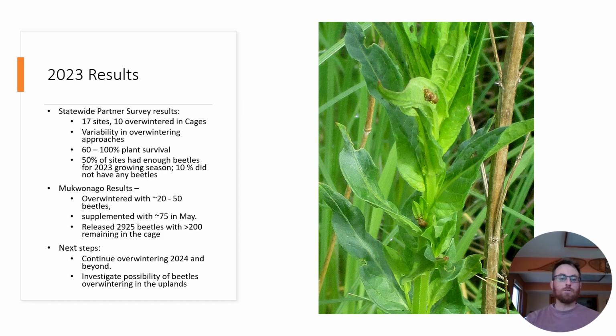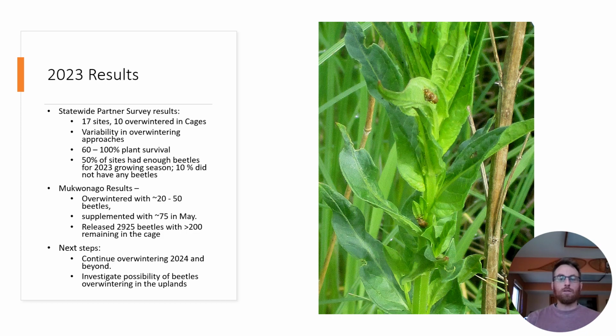A few sites that tried overwintering beetles didn't have any beetles emerge. And then most sites like ours here in Mukwonago, we did need to supplement those beetles to have a good second generation in the year. So we're starting to look at those results and look through some of the approaches and try to find out reasons why some sites were more successful than others. Here locally in Mukwonago, we started with about 20 to 50 beetles in the tent at the end of the 2022 season.